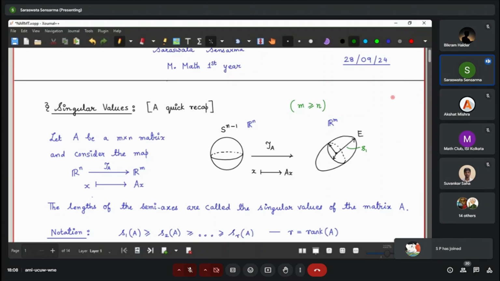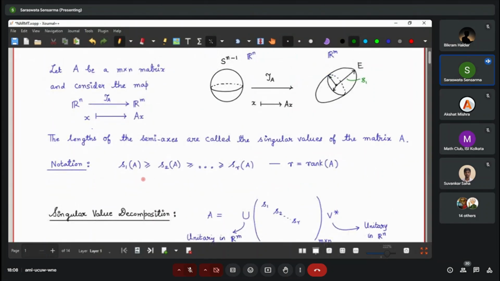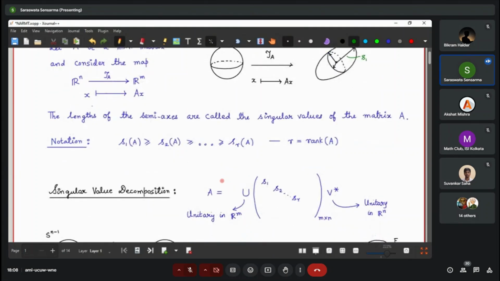So the notation will be such that we'll write them in decreasing order. Many of you know singular values for their usefulness in the singular value decomposition. This is a very nice canonical form in which we can write a matrix. For any matrix A, we can decompose it as a unitary, then a diagonal matrix, quote unquote diagonal because this need not be square, and another unitary in Rn.